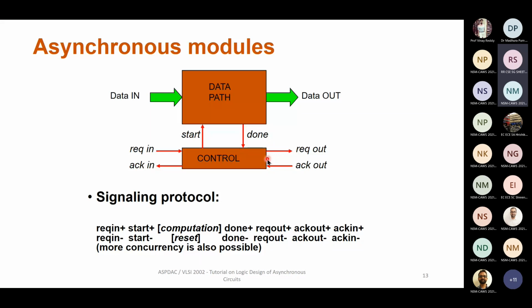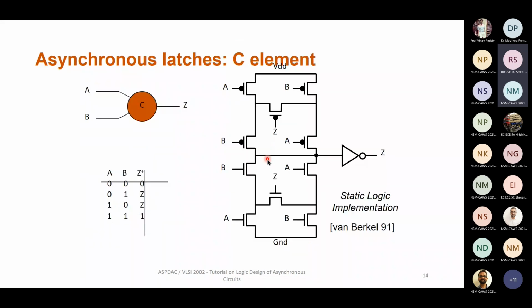Now I will show what can be done. Before we go there, there are some important elements that we must study when we look at asynchronous design. One of them is the C element.